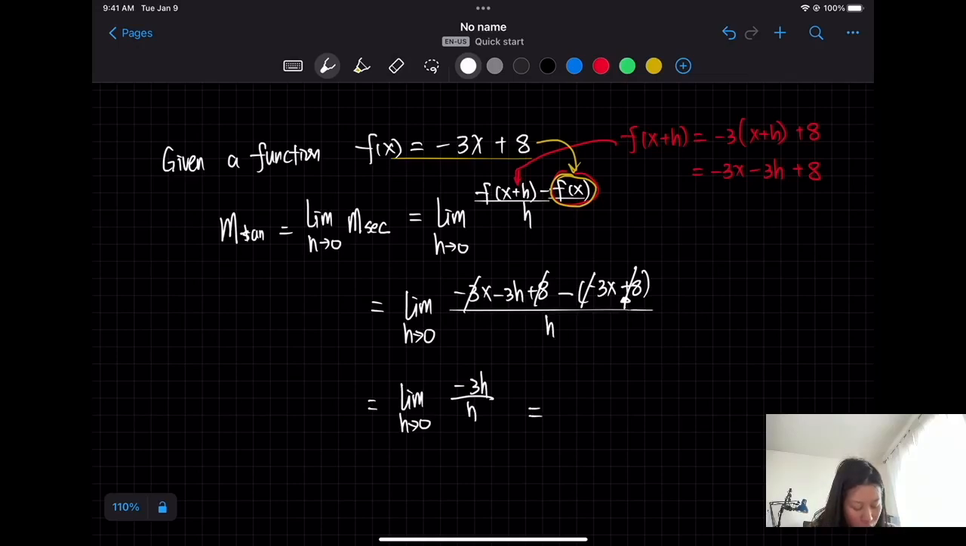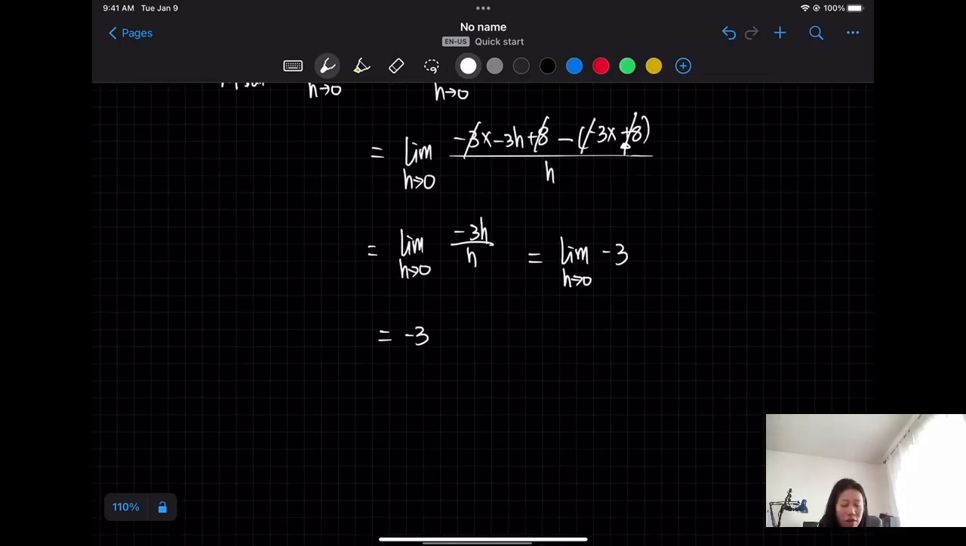So when we continue to simplify, I have the limit as h approaches 0 equal to negative 3. So that means as h goes to 0, the limit is equal to what? Negative 3, because there's no more h here. All the h is being cancelled out. That means this is a constant. So that means the slope of the tangent line is going to be a constant. Okay, is this a little bit hard to understand, why the tangent line slope is constant?